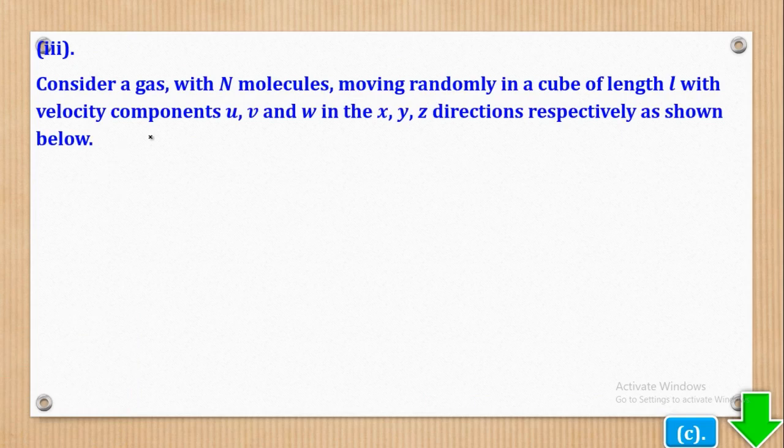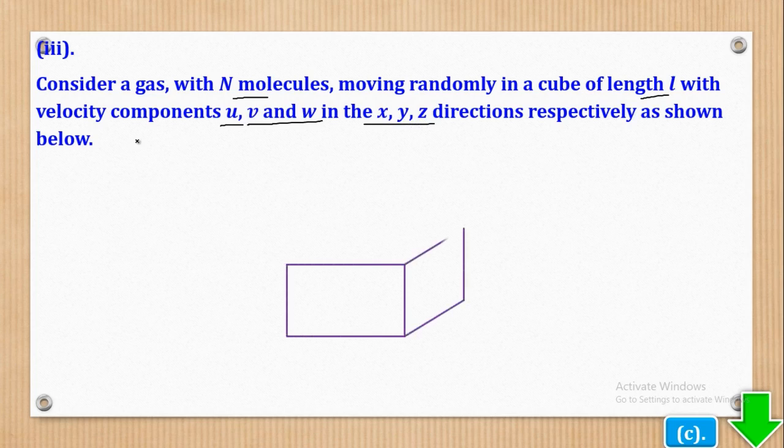So we shall consider a gas with n molecules moving randomly in a tube of length L with velocity components u, v, w in the x, y, z directions respectively, as shown below. We shall only draw this illustration for you to know what we are doing, but this diagram carries no mark, so there's no need to draw it if you don't want to. But for the sake of explaining, let's draw the diagram.